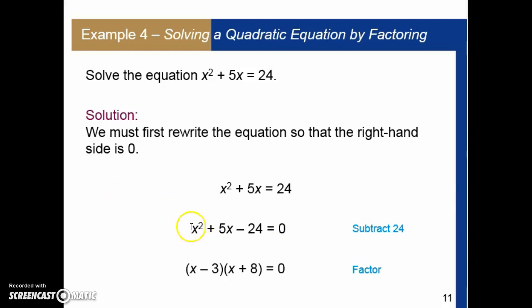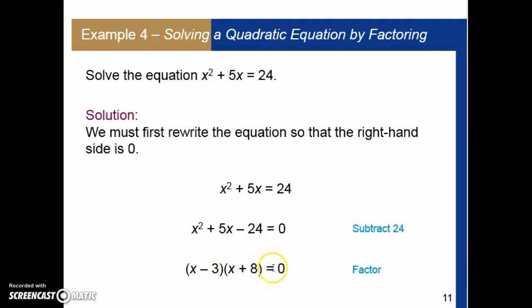Then we're going to factor, and remember we talked about this before, how you factor. You're going to say, what is the coefficient to my squared term? Well, here it's 1, so that's x times x. I need two numbers that when I add them I get positive 5, and when I multiply them I get negative 24. And that's how we came up with negative 3, or x minus 3, and x plus 8.